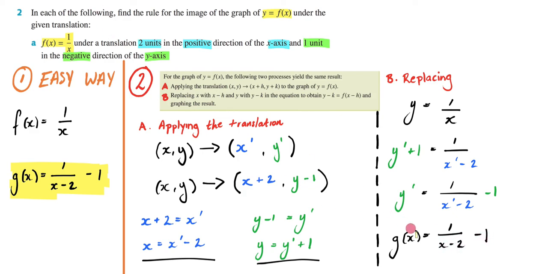And as you can see, this right here is what we got over here. So the easy way was far quicker, but this is the way that the textbook is really aiming for you to answer it, and it's important that you understand this process. Hopefully this was helpful in answering question 2a from exercise 7a.